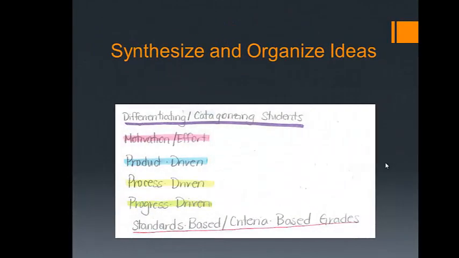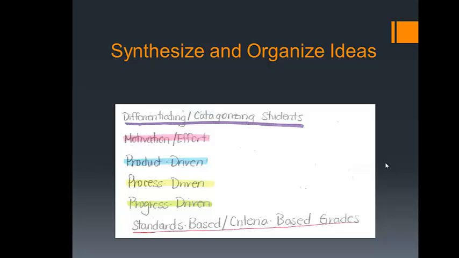After reading through and marking up the articles once, Tyrell decided that he needed to read them again, this time with his revised main reasons in mind. Since he was writing about current grading practices, he chose to focus on differentiating or categorizing students, motivation, product-driven grades, process-driven grades, progress-driven grades, and standards-based grades. Some of these reasons he had already noted in his brainstorm, but he also added a few based on the initial read of his current sources.